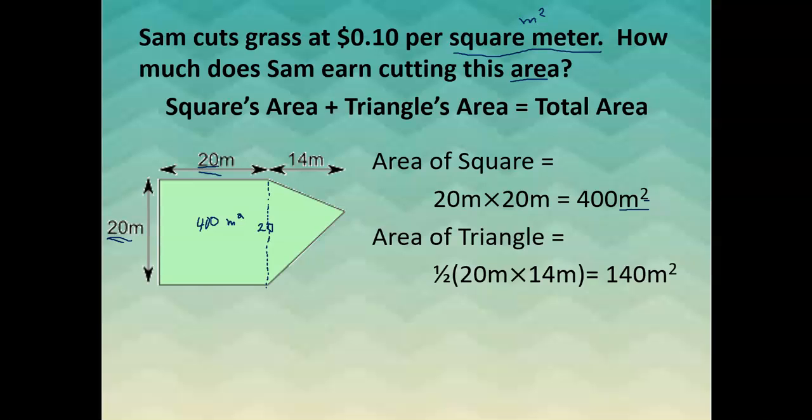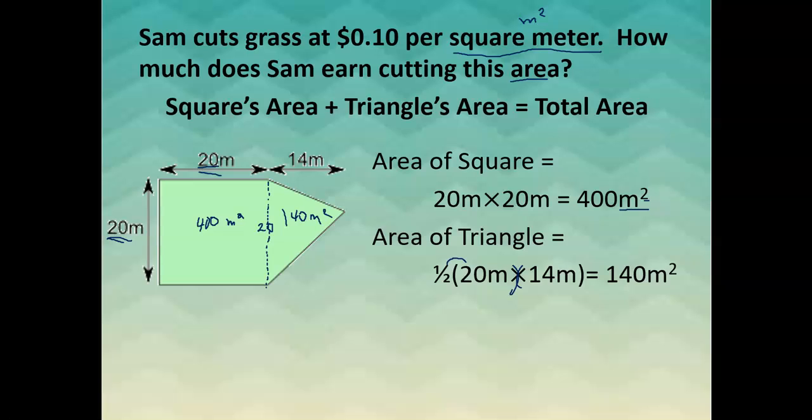So we've got 1/2 of 20 times 14. And remember, we can multiply in any order, so I could take 1/2 of 20 first, and that would be 10, and then multiply that by 14, or I could take 1/2 of 14 and then multiply that by 20, or I could do 20 times 14 and then cut it in half. Regardless of how you multiply, you get 140 meters squared. So again, I'll write that. I like to write it in my diagram, my picture, meters squared.